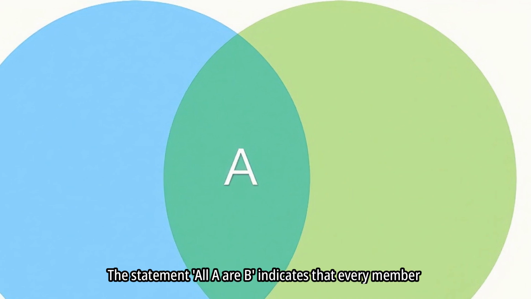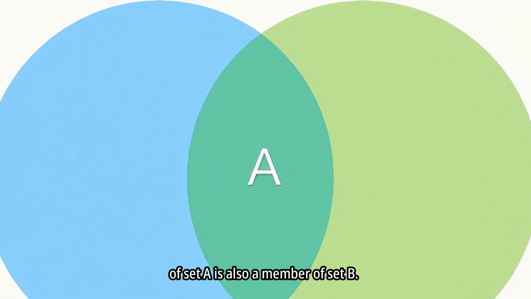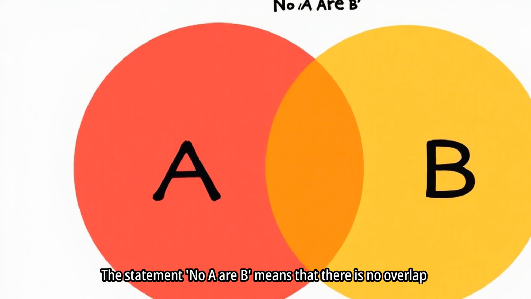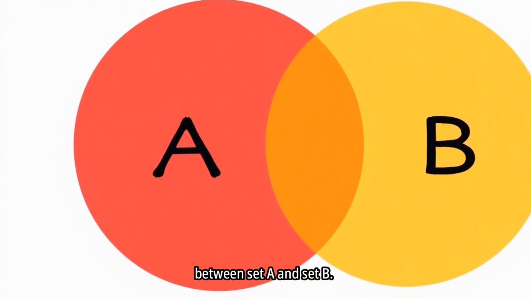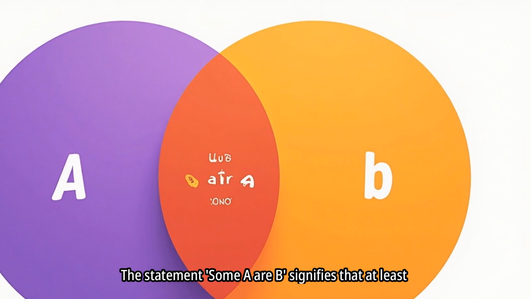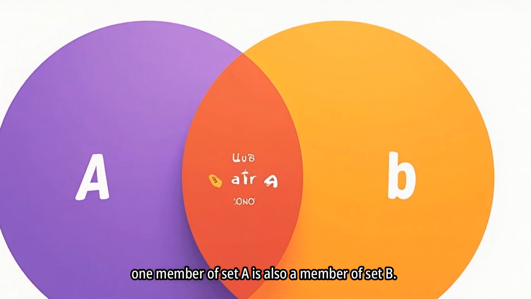The statement all A are B indicates that every member of set A is also a member of set B. The statement no A are B means that there is no overlap between set A and set B. The statement some A are B signifies that at least one member of set A is also a member of set B.